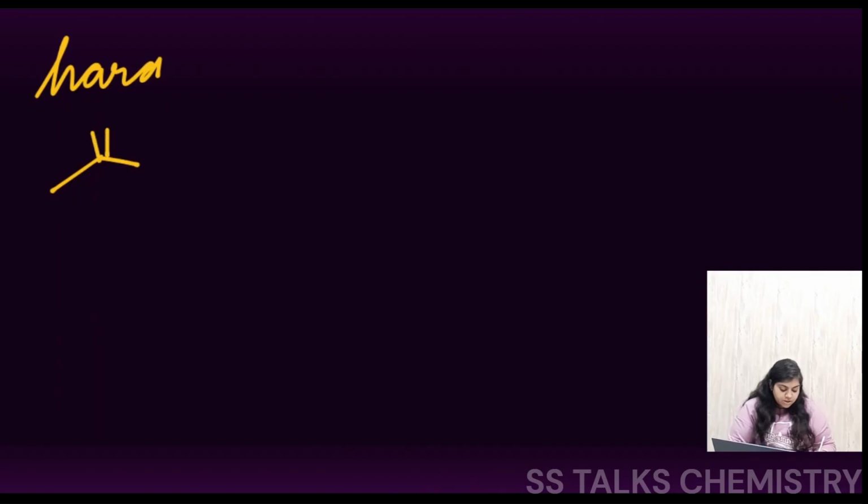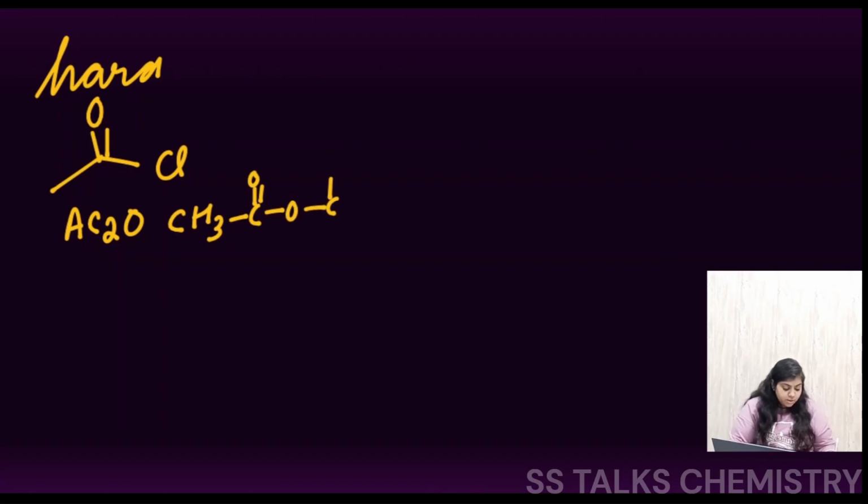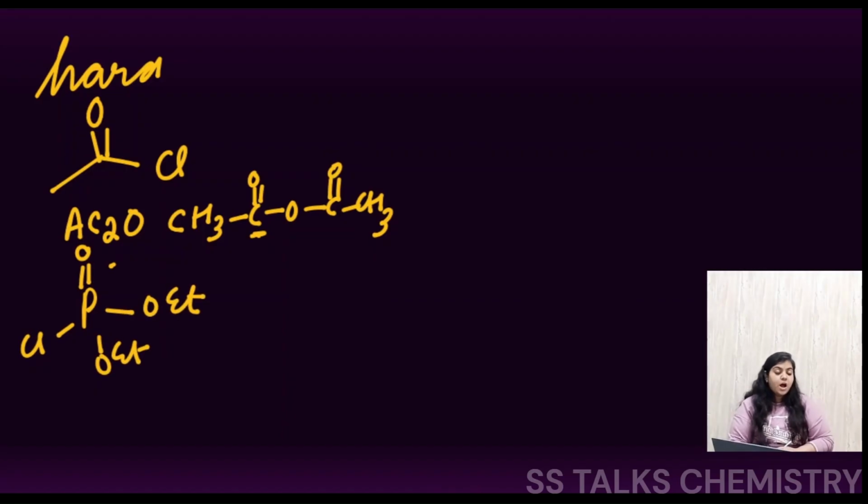Here we had the Cl species present. The next possibility is Ac2O, which is CH3 C double bond O, O, C double bond O, and the CH3. Here also the hard site is there, so the attack is going to be through the hard center only. Next you can have P double bond O with Cl and OEt. So all these are hard centers, right? That means if the enol is attacking, the attack will be through the oxygen center. So all these are hard sites for the attack.